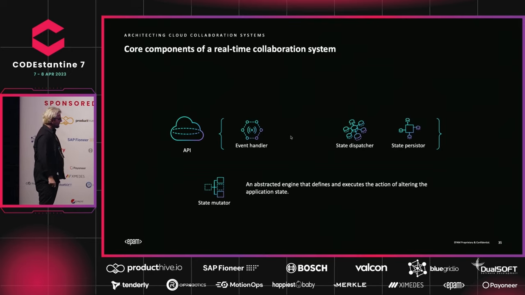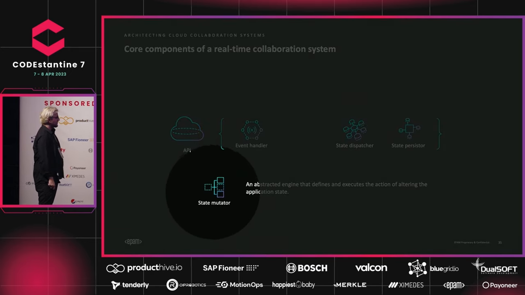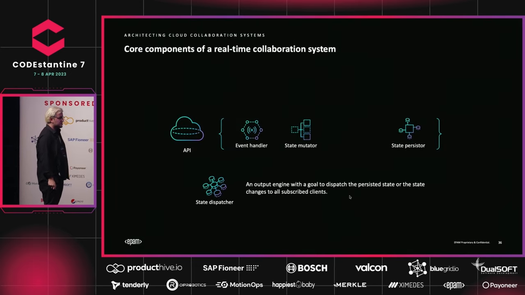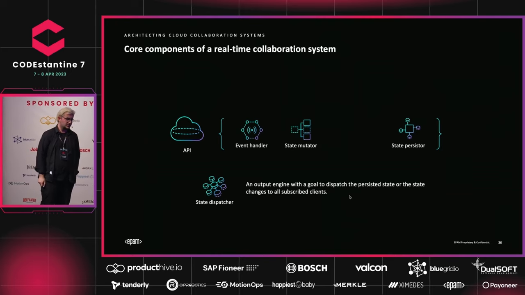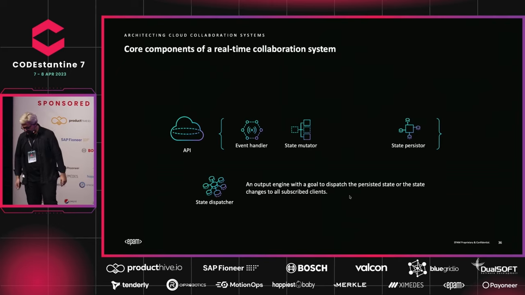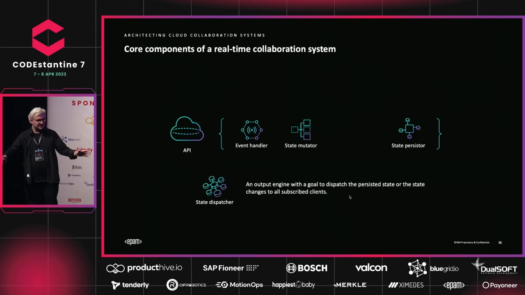So it will be like some kind of business logic stored in here. The other one being the state dispatcher, which is our output engine, so typically a reverse of our event handler. What it does is specifically just broadcast what happened to all other devices, as simple as that. So an event happens, a state changes, okay, I want my state dispatcher to just bring the change to everyone.